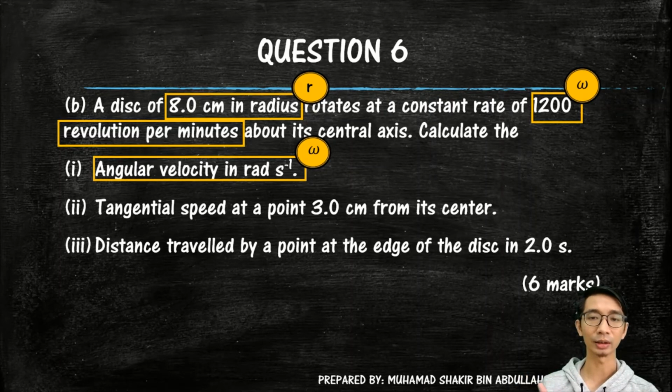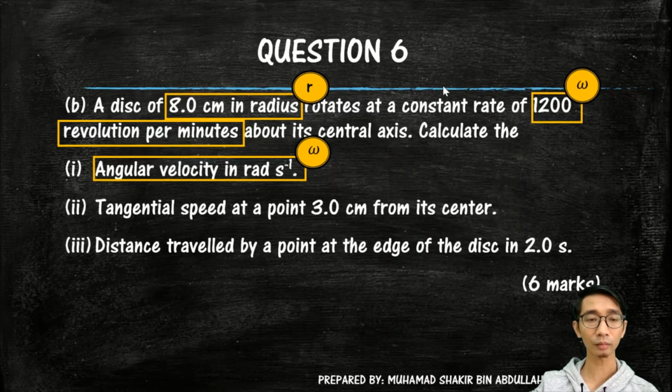Something that I missed here, I forgot to highlight for you, but you can see it: the words "constant rate" here. The words constant rate indirectly mean that there is no angular acceleration, meaning the disc keeps moving with the same angular velocity. So when there is a constant angular velocity, there is no angular acceleration here. Take note of that.